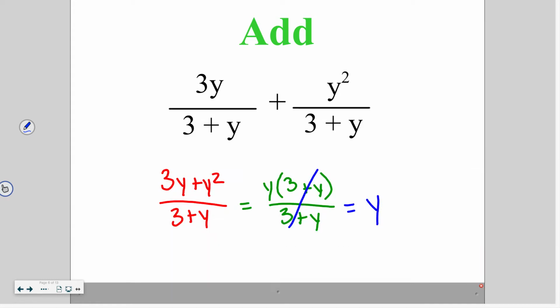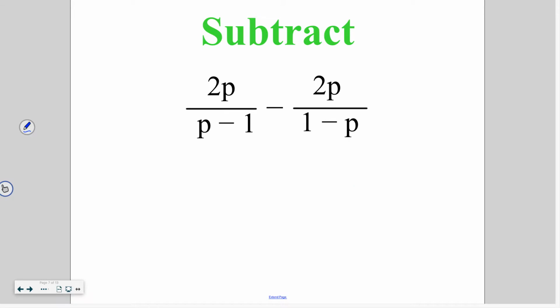Again, you can't add the terms up top because 3y and y squared have different variables. You can, however, factor out a y, which gives you a y plus 3 in both the numerator and the denominator, giving you that final answer of just y. Then we're going to look at subtraction.